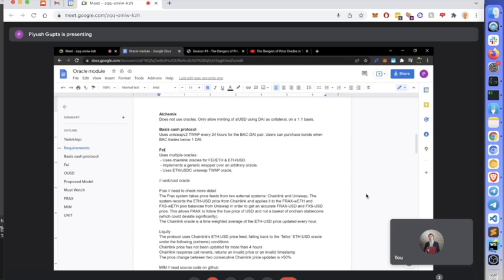Fei protocol uses multiple oracles. It primarily uses Chainlink oracles for the FEI ETH and ETH USD pair, using which you can get the FEI USD price. They also implement a generic wrapper so that any arbitrary oracle can be added into the same interface. And for ETH USDC, they use a Uniswap time weighted average price protocol.